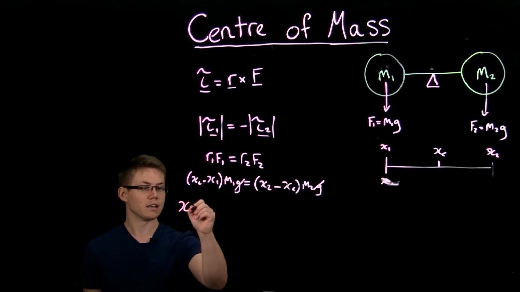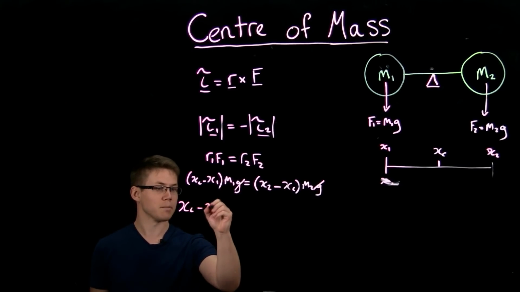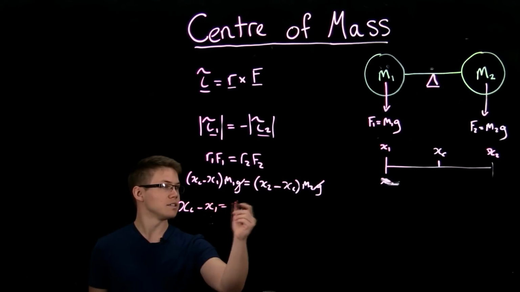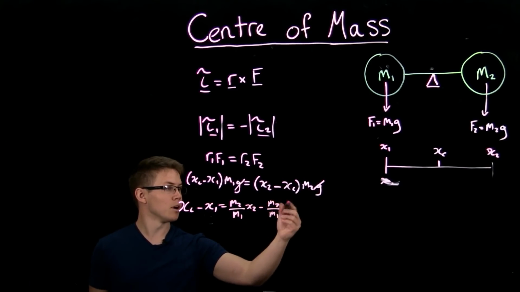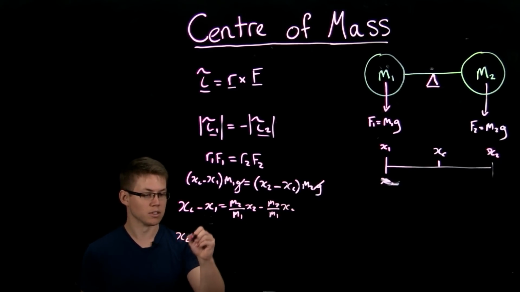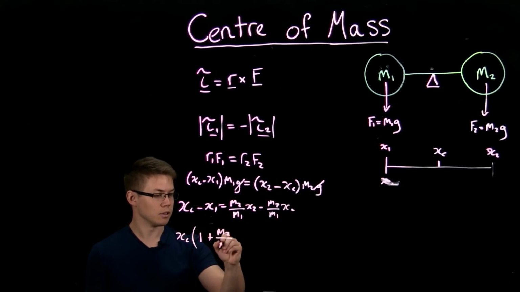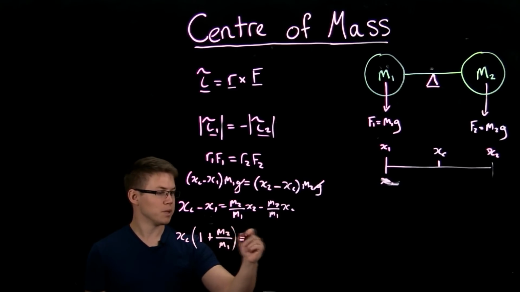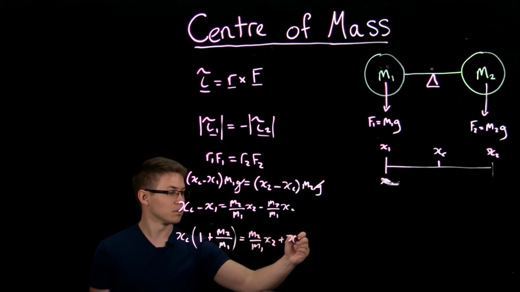Well, I'll have xc here, and that will be, well, no, let's try and do this step by step. That will be xc minus x1 is equal to m2 over m1 times x2 minus m2 over m1 times xc. Okay, now I can, of course, collect those xc's on one side. So I'll have xc, well, I'll pull out a factor of 1 from here, plus m2 over m1 from this term here, and that will be equal to m2 over m1 times x2 plus x1.